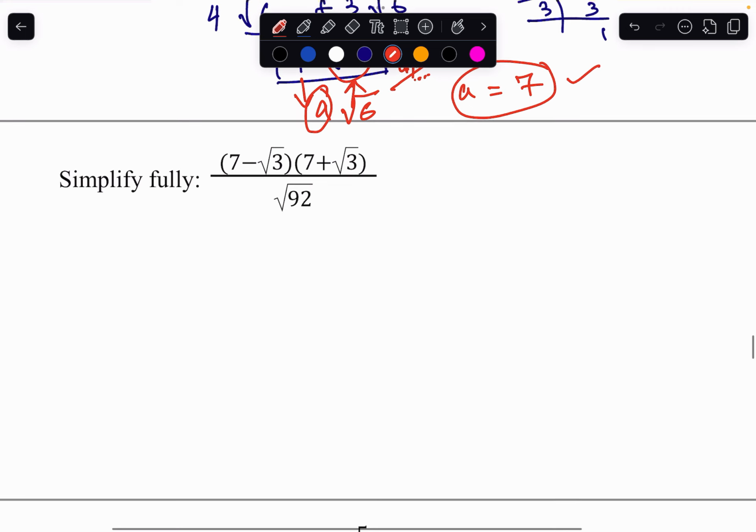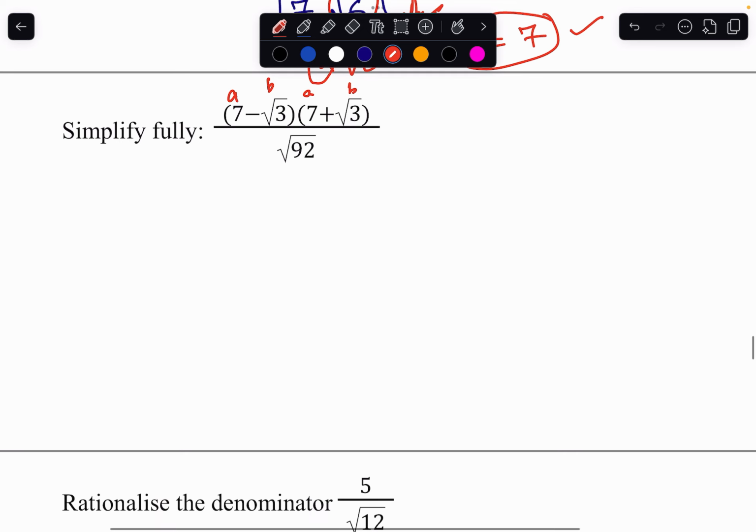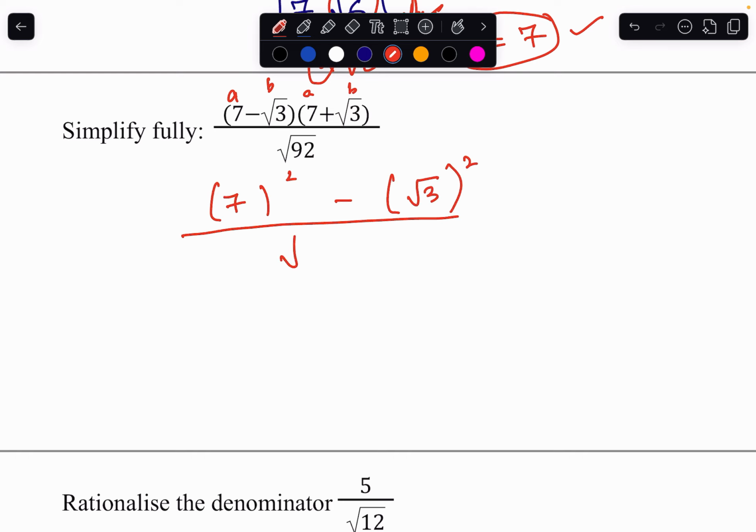In this type of question, when you have A minus B and A plus B, meaning two same items and in between them the signs are different, you can always apply the formula. That will be the easier approach to do this question. If you expand it, you will waste your time. So 7 squared is 49. This will cancel this, 9 minus 3, and root 92 can be solved further.